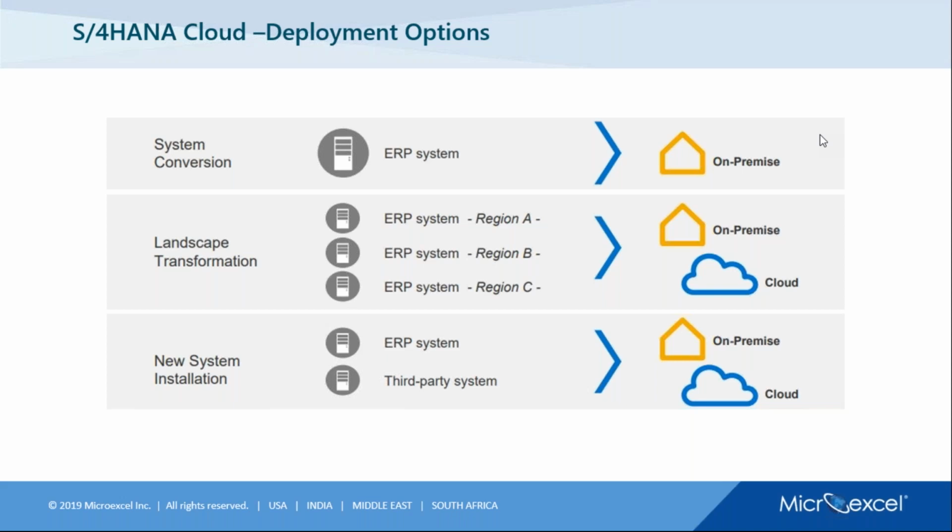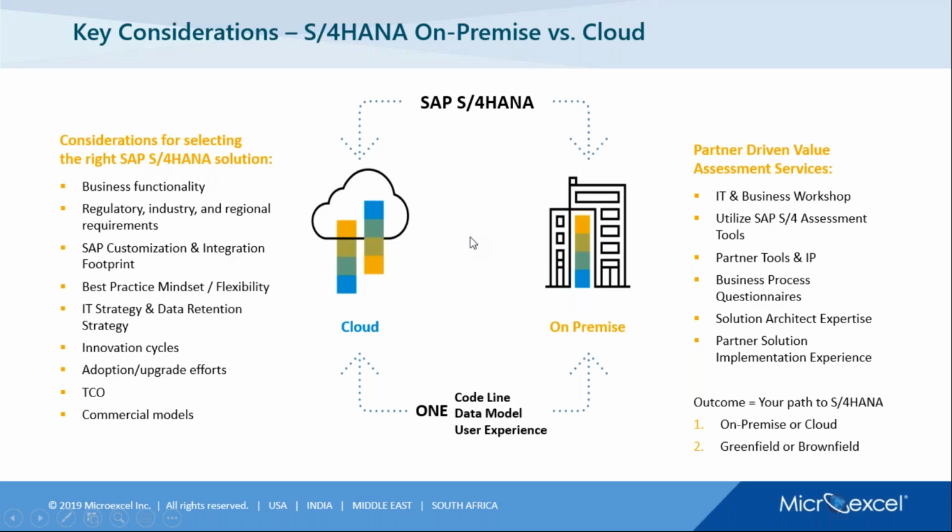So this is about the deployment options. Now let's take a look at what probably are the key considerations while choosing your next generation platform. Whether you should be choosing an SAP S/4HANA on-premise or the SAP S/4HANA Cloud, and whether you should be doing a system migration or a greenfield, a net new implementation. Based on Microexcel's experience and my experience delivering these projects, these are the considerations that most customers and companies would like to consider.